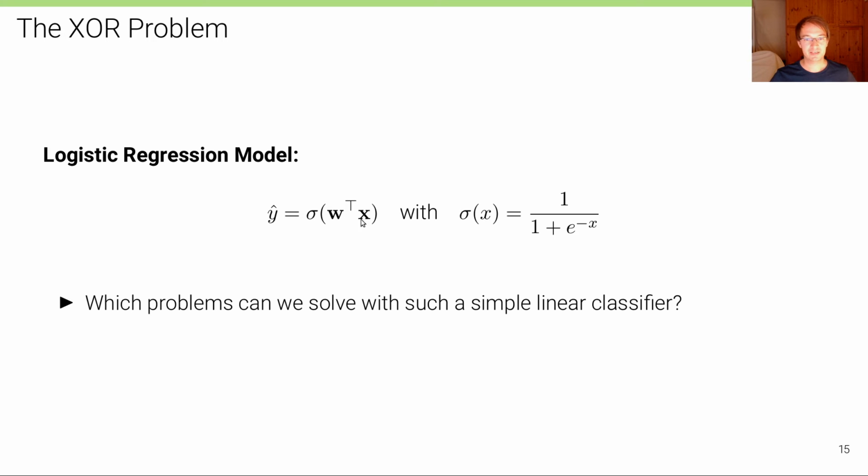which returns a scalar that is passed through a sigmoid nonlinearity that squashes the infinite range on the real axis to the range 0 to 1. And this resulting value between 0 and 1 is interpreted as the probability of the input x belonging to class 1. So the question now is, which problems can we solve with such a simple linear classifier?